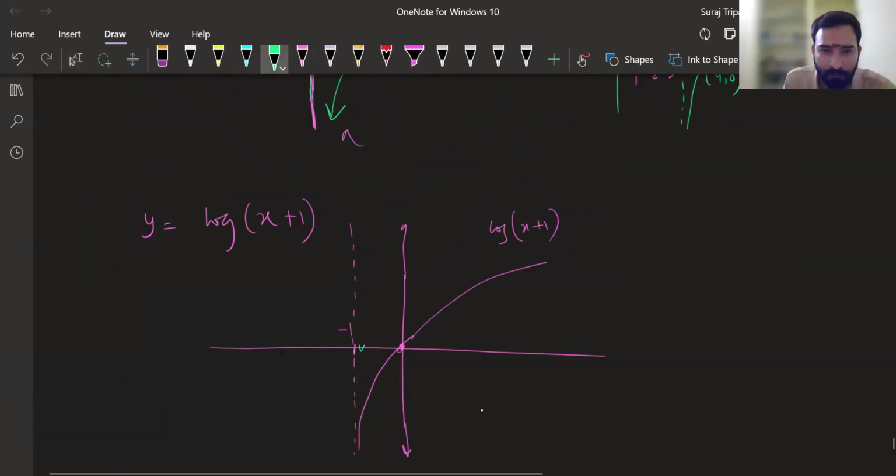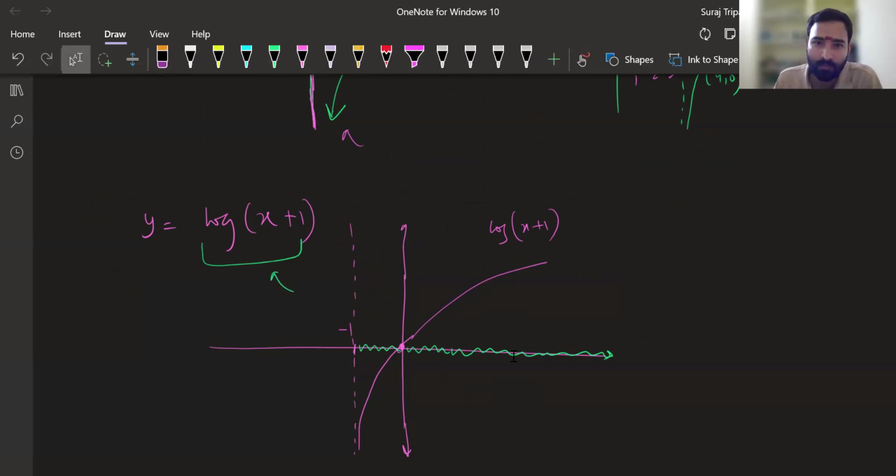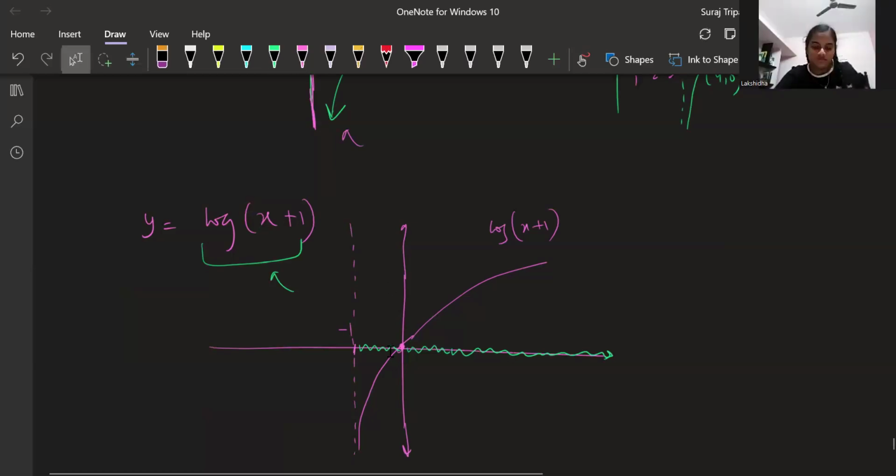This is the domain. If you take any value between this range, the log will be defined. Minus 1 is for only this one. For the graph of this curve, this function is y equals x plus 1. If the function is changed, then the graph will also be changed.